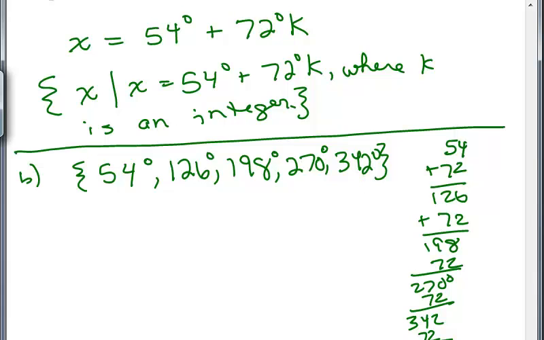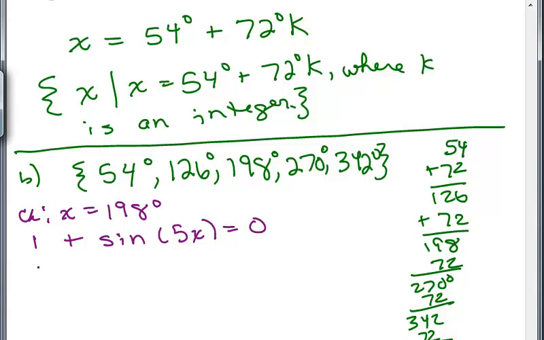Let's go and check it. The only way you really know whether you got it correct is to use a calculator and check. How about if I just check one of them? It doesn't really matter. Let's check what happens when x is 198 degrees. We have to look at the original problem, which was 1 plus sine of 5x equals 0. So you're going to figure out 5 times 198 degrees. Of course, you could do that in your calculator, and the question is whether it's going to be equal to 0 when I do this computation.